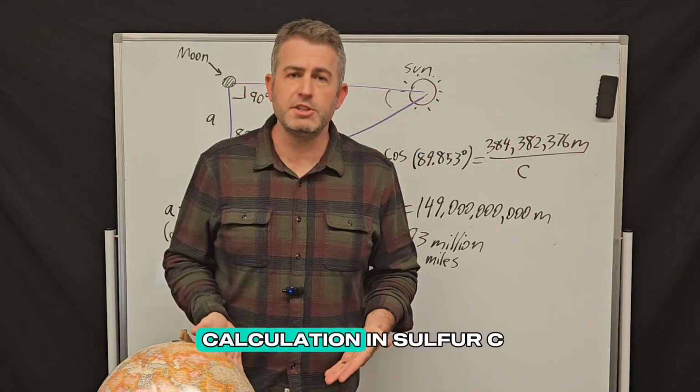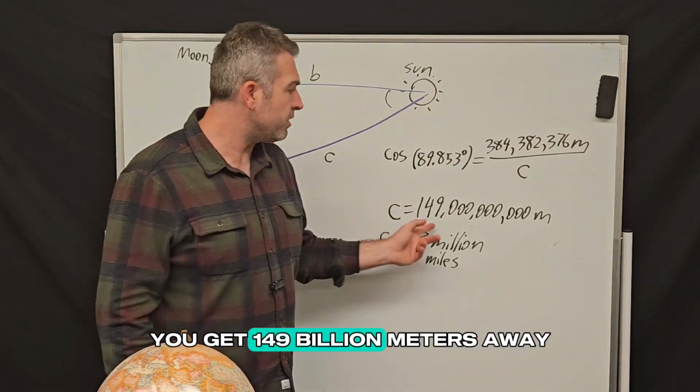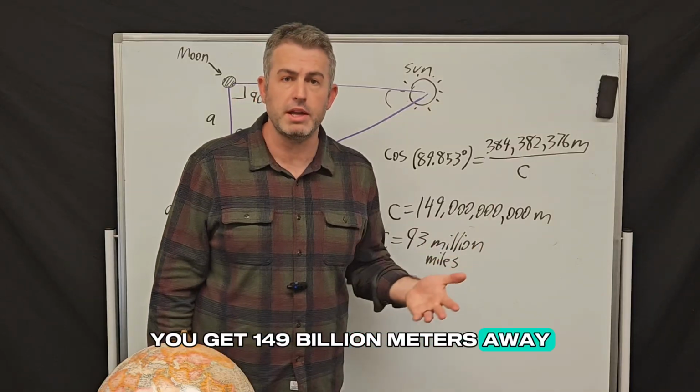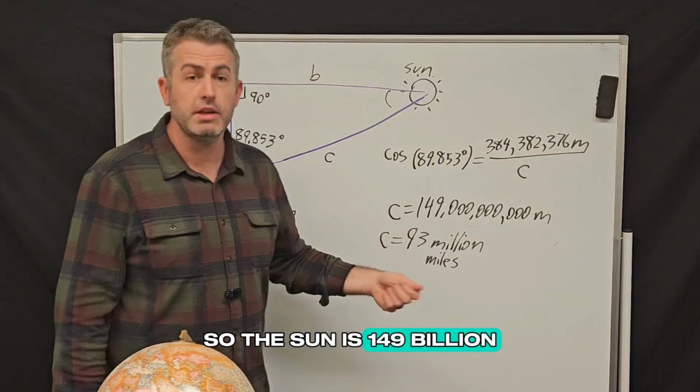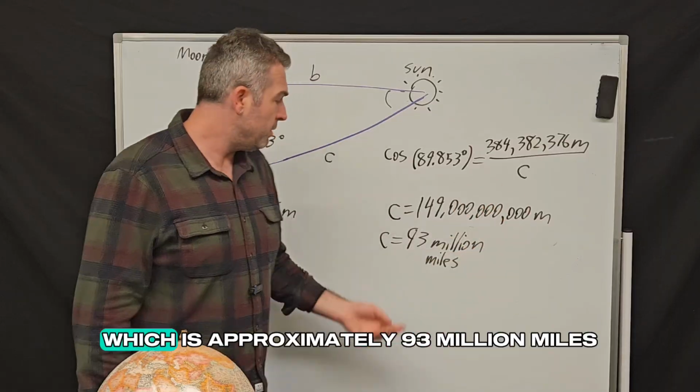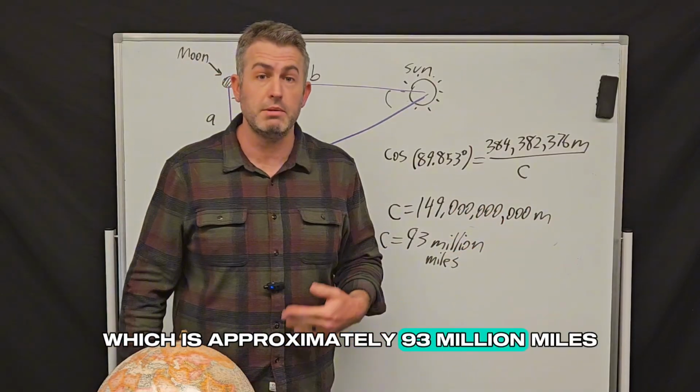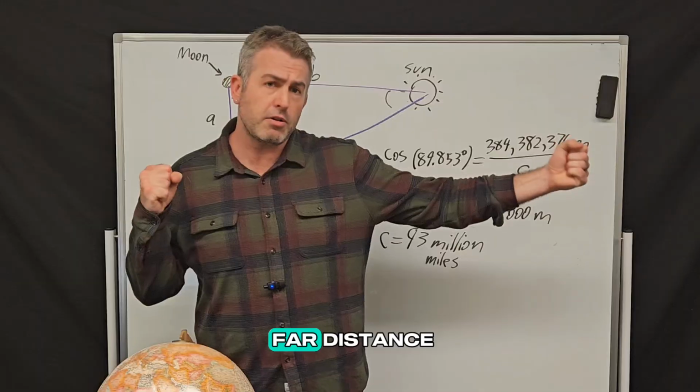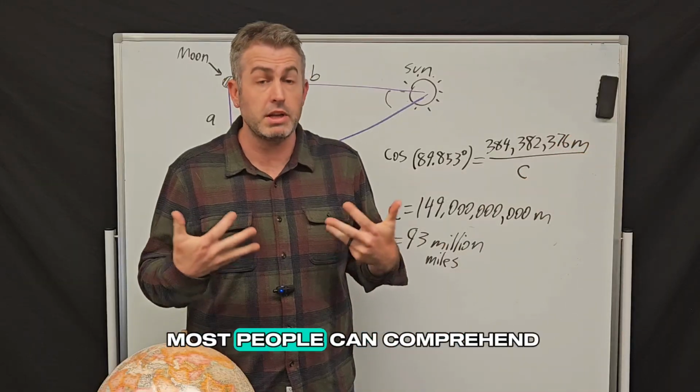If you do that calculation and solve for C, you get 149 billion meters away. So the sun is 149 billion meters away from planet Earth, which is approximately 93 million miles. That is a very far distance. It's much further than most people can comprehend.